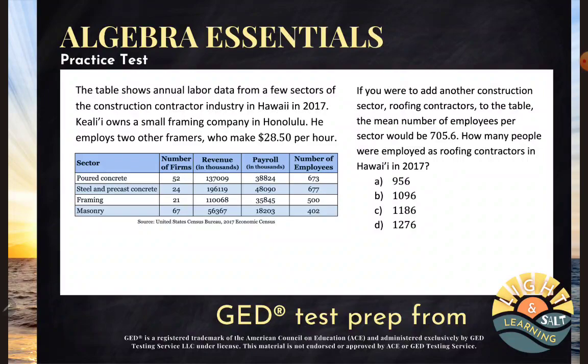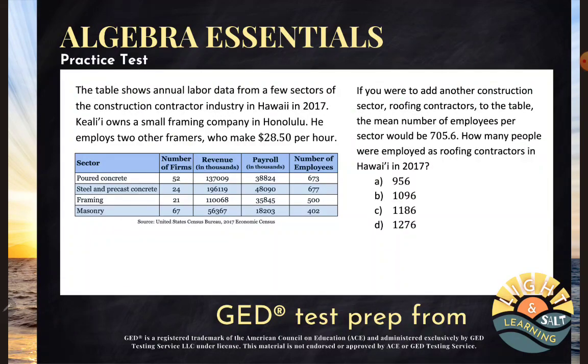So the table shows annual labor data from a few sectors of the construction contractor industry in Hawaii in 2017. Keali'i owns a small framing company in Honolulu. He employs 2 other framers who make $28.50 per hour. Okay, interesting. And then lots more info in this table. I don't know what I need yet. Let's keep reading. If you were to add another construction sector, roofing contractors, to the table, the mean number of employees per sector would be 705.6. How many people were employed as roofing contractors in Hawaii in 2017?